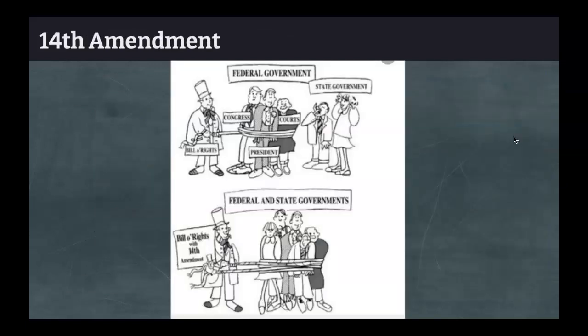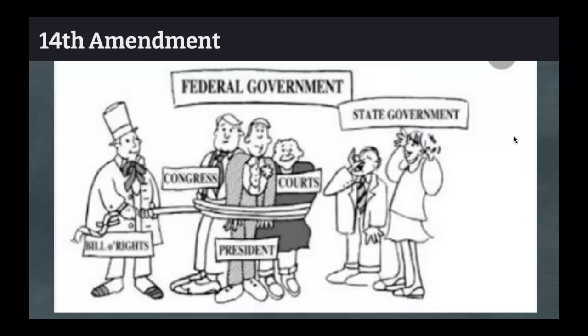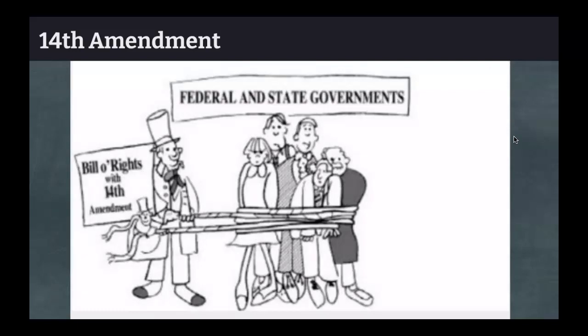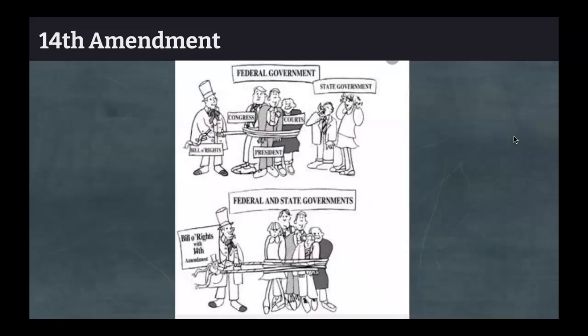Okay, now we're going to interpret this political cartoon, and we'll take a look at it. Since it's a little small, we'll take a look at it piece by piece. So here, what is the Bill of Rights doing, and what is the Bill of Rights not doing? And in the second image, with the help of the 14th Amendment, what is the Bill of Rights doing? And so what exactly is the message that the artist of this political cartoon is trying to communicate?